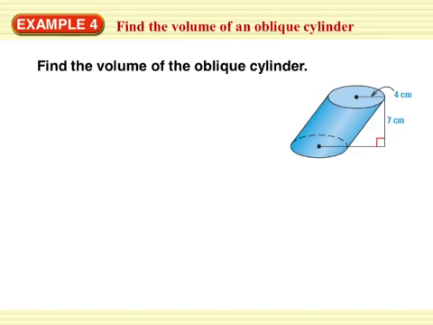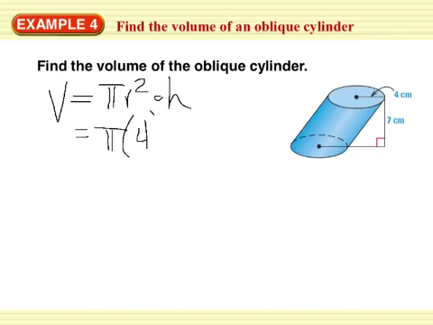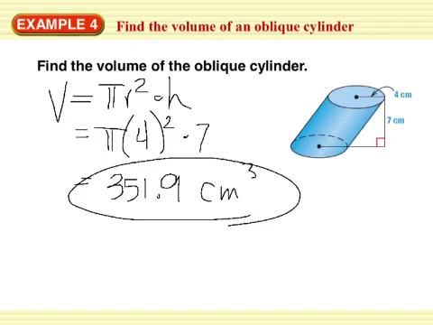Find the volume of the oblique cylinder. So the volume of a cylinder is area of a circle times height. The radius is 4, the height is 7. Pi times 16 times 7 is 351.9 centimeters cubed.